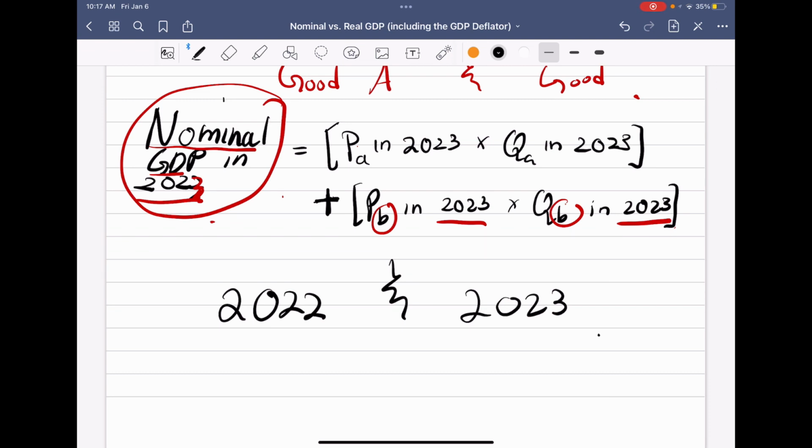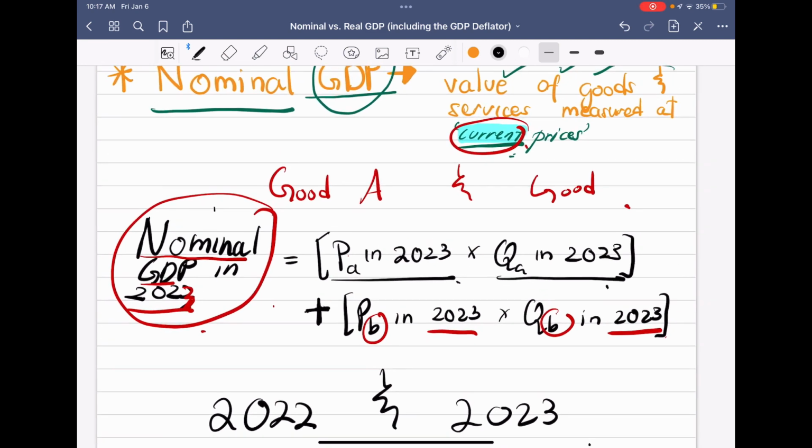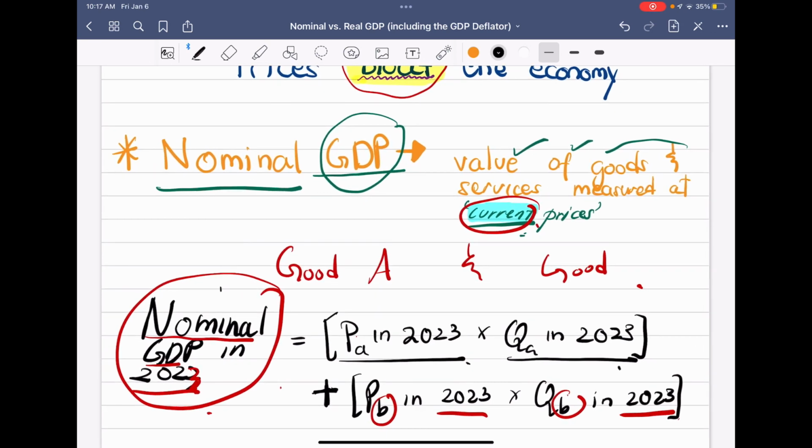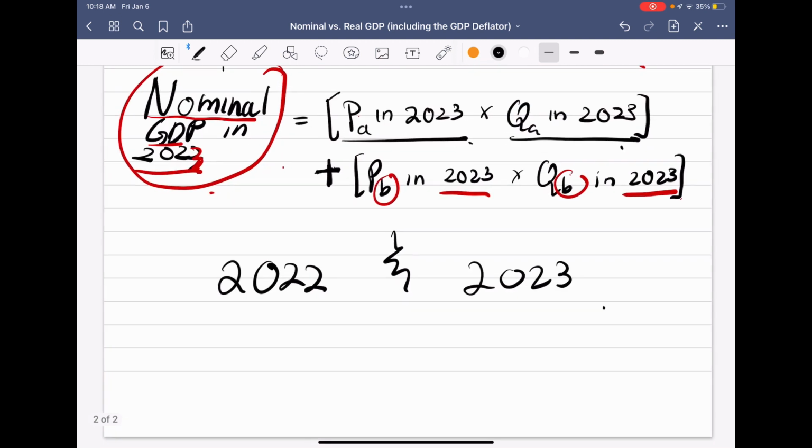If only prices in the economy change, let's say in 2022 the prices were cheaper, and in 2023 the prices went up, if only prices in the economy change, probably due to inflation, and the quantity sold is the same, well, the economic well-being of individuals remains the same. So prices bloat the economy. Ponder upon that idea, pause the video, ponder upon it first.